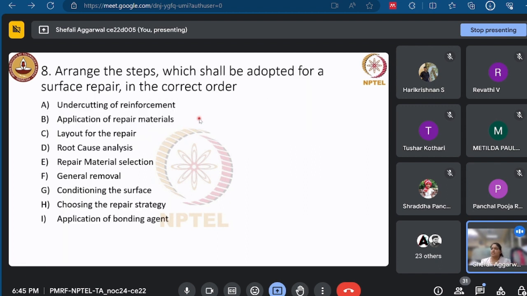So arrange the steps which shall be adopted for surface repair in the correct order. We have nine different steps, and you have to arrange them in the correct order. Whenever you go for a site visit, sorry, repair strategy, what should be the first thing you need to do? Undercutting of reinforcement.